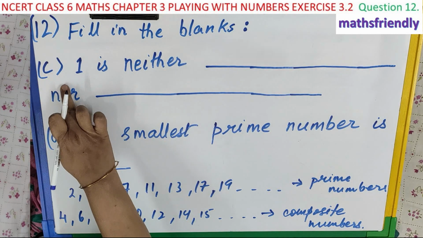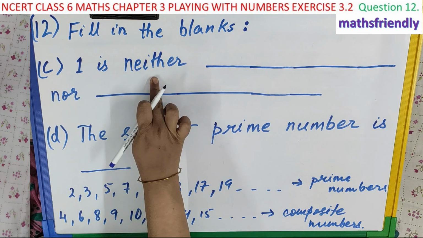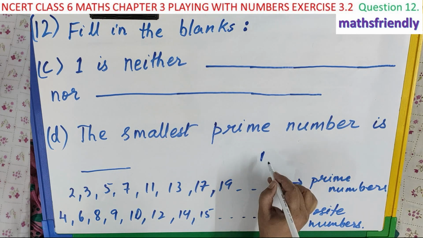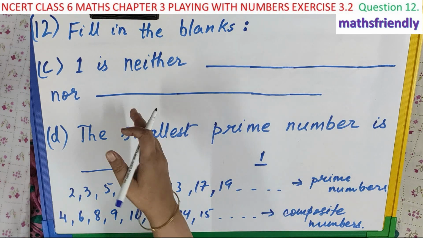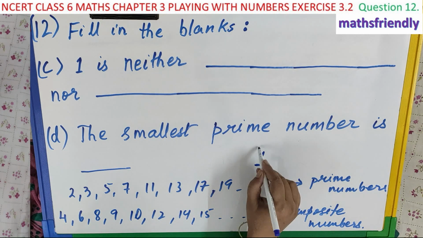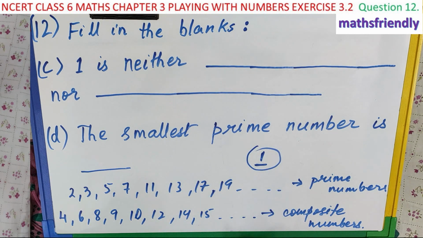So question number C is: 1 is neither. So what is 1? I told you that we will discuss 1 in the later questions. See, prime numbers start with 2: 2, 3, 5, 7, 11 and so on are prime numbers, and composite numbers start with 4: 4, 6, 8, 9, 10 and so on are composite numbers. But we are not talking about 1. Then what is 1? Is it a prime number or is it a composite number? No, it is not a prime number, it is not a composite number.